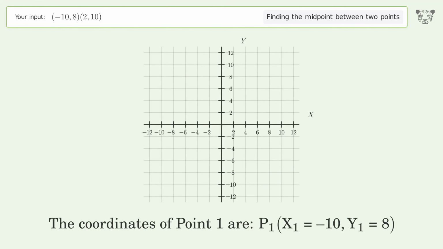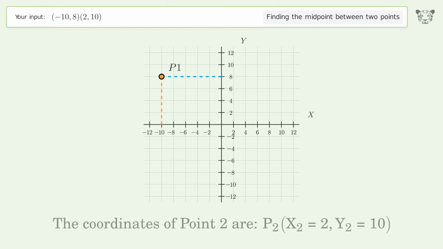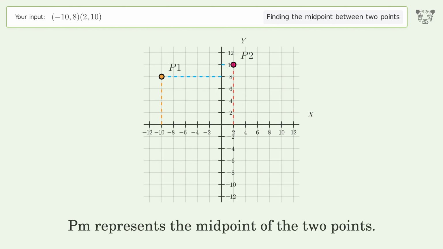The coordinates of point 1 are x1 equals -10, y1 equals 8. The coordinates of point 2 are x2 equals 2, y2 equals 10. PM represents the midpoint of the 2 points.